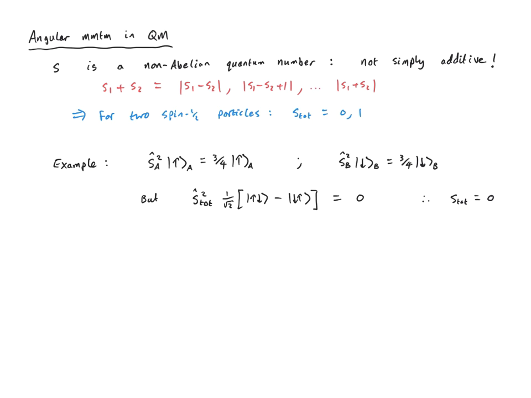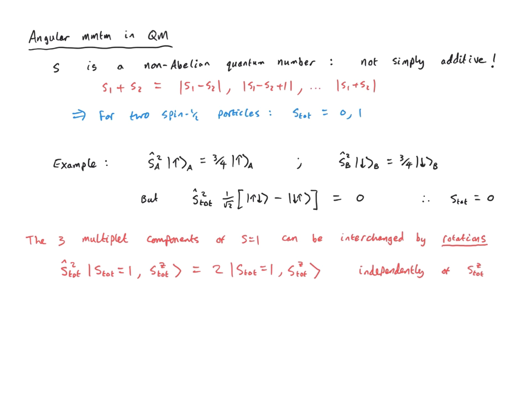On the other hand, if we now apply the total S^2 operator to this state, which we introduced on the previous slide, then we get 0. That tells us that we have a total spin of 0. So we have two spin-half particles, but when we combine them, we can get spin 0. This is a feature of spin being a non-abelian symmetry and S being a non-abelian quantum number. It's not simply additive. Let's now talk a little more about the underlying symmetries here.